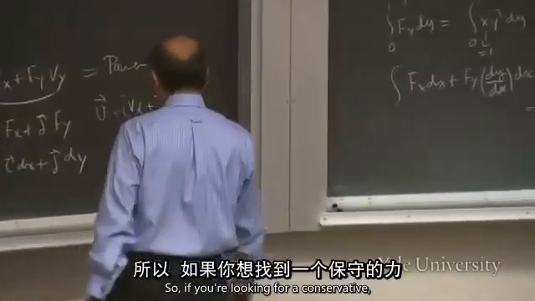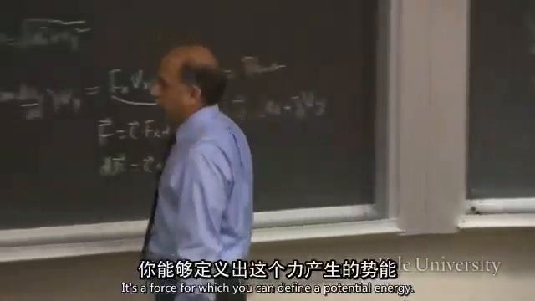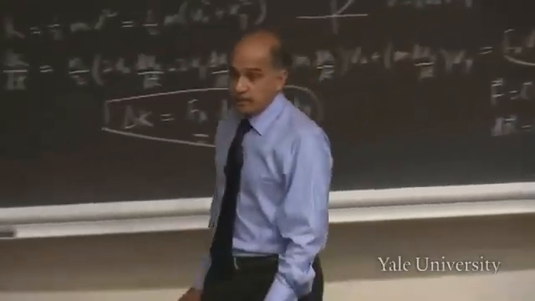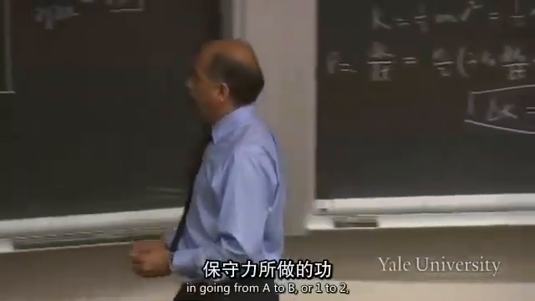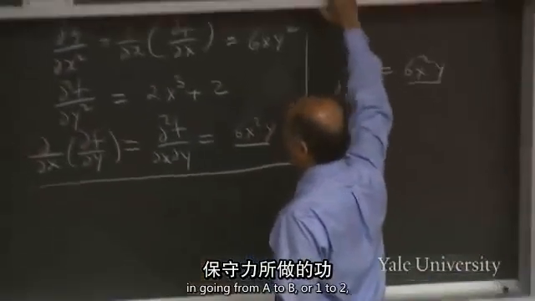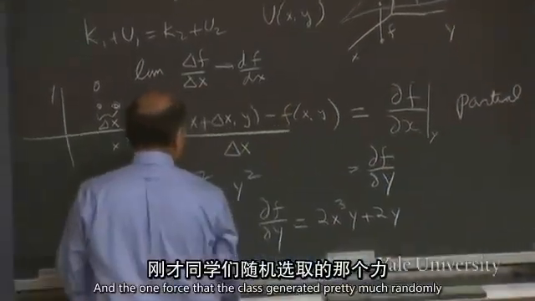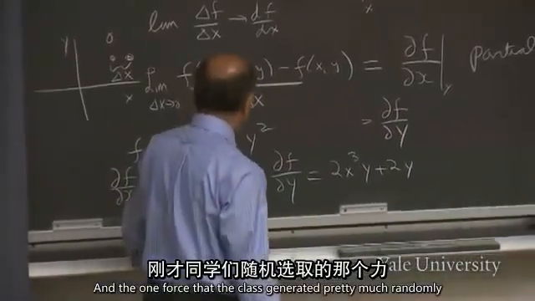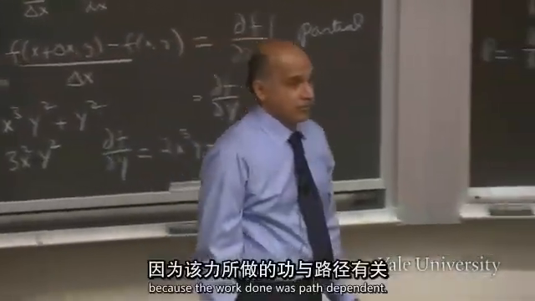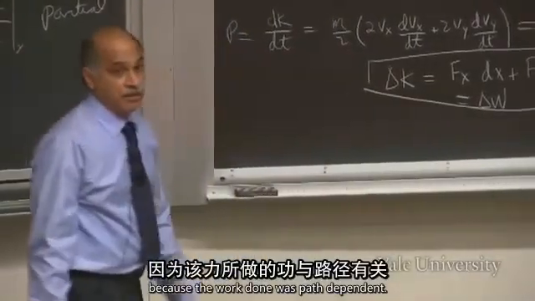So if you're looking for a conservative force, this is called a conservative force, a force for which you can define a potential energy. It has the property that the work done in going from A to B, or 1 to 2, is independent of how you got from 1 to 2. And the one force that the class generated pretty much randomly is not a conservative force because the work done was path dependent.